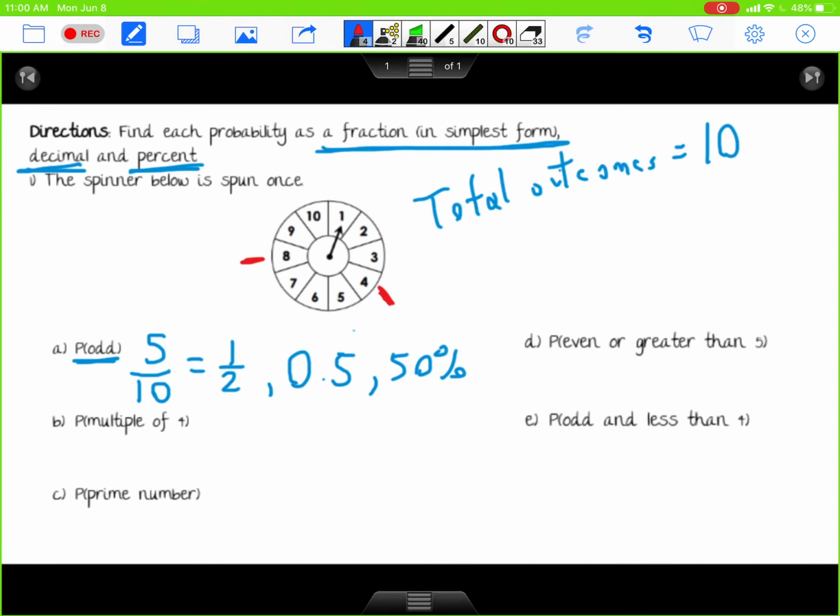Since I only have 2 things I want, that's my numerator. 2 over, what's my total? It stays the same as 10. Simplify your answer, so it becomes 1/5. 1/5 as a decimal, remember, you do 1 divided by 5 on your calculator if you forget what this is, and you get 0.2. Then change that into a percent, and you get 20%. And we keep on going.